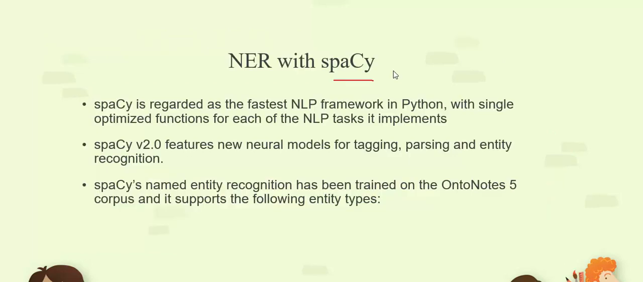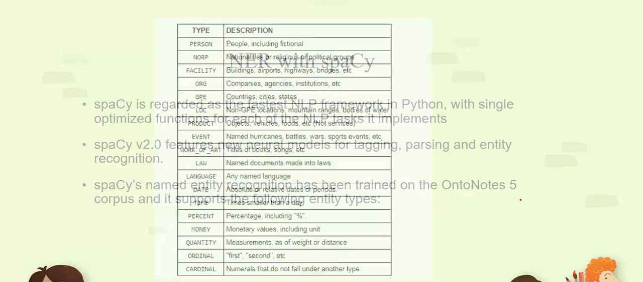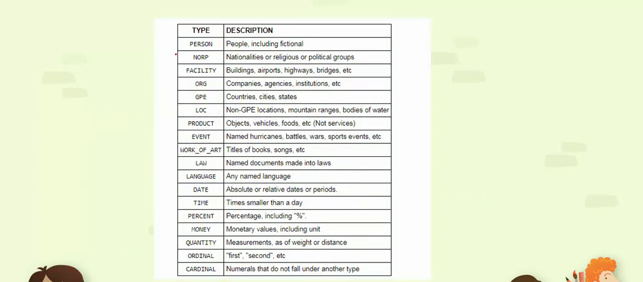Now we'll see how to do named entity recognition using spaCy. During previous lectures, we have discussed spaCy, that it is one of the fastest NLP frameworks in Python with optimized functions for each of the NLP tasks like tokenizing, POS tagging, and named entity recognition. spaCy's named entity recognition has been trained on this particular corpus known as OntoNotes 5, and this system supports certain entity types. So these are some of those entity types.